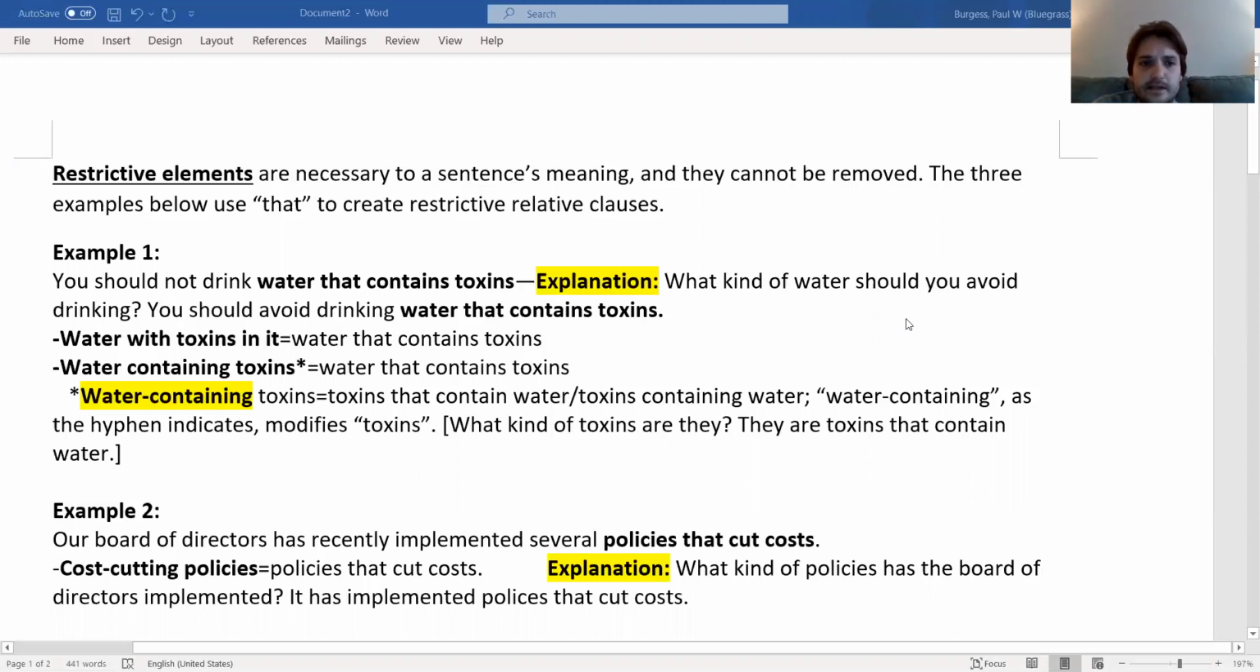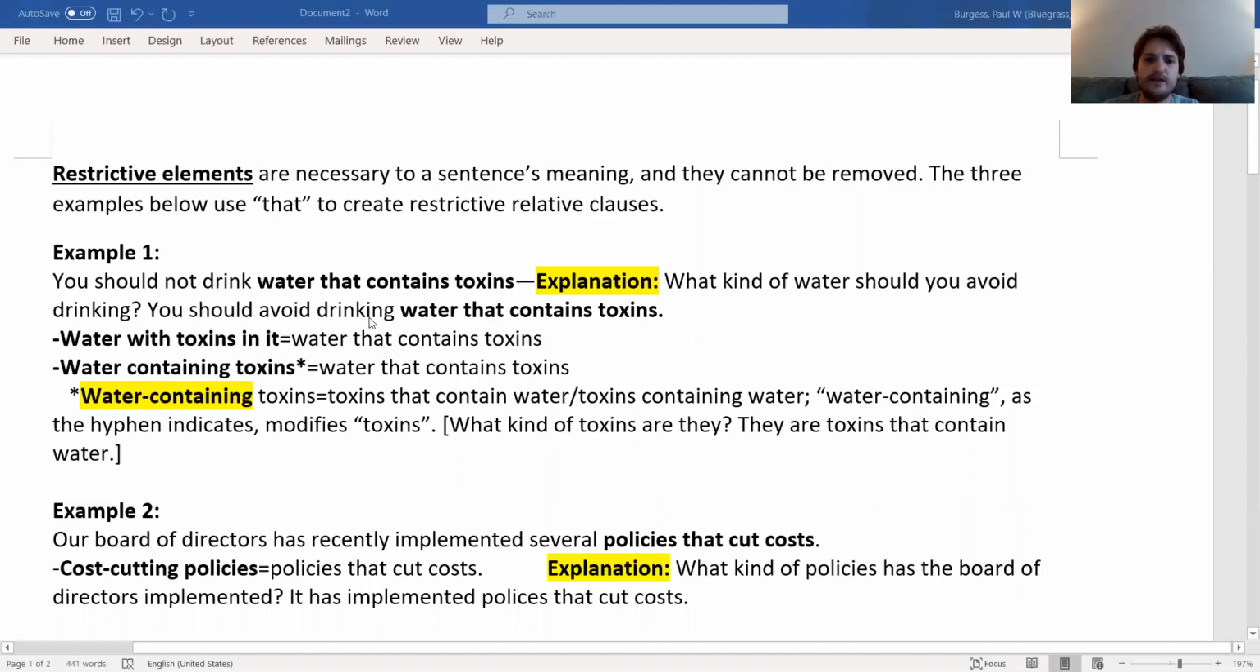So the restrictive elements are necessary to a sentence's meaning and they can't be removed. A way to think of that is that in conversation, there would be no pause, no stopping there. So, for example, you shouldn't drink water that contains toxins. Water that contains toxins is acting like one noun. Even though it's water that contains toxins, it's being treated as a noun, something that could act as a subject or object, a doer or receiver. Water that contains toxins. Okay?